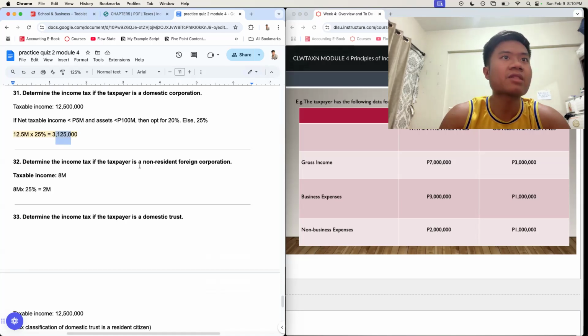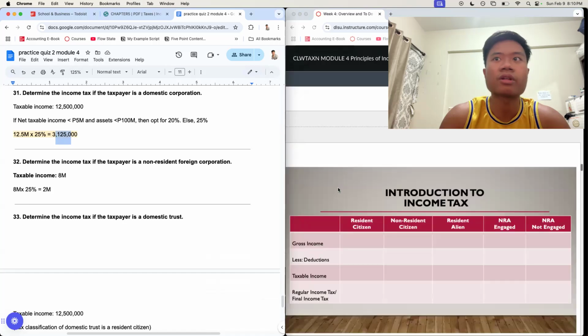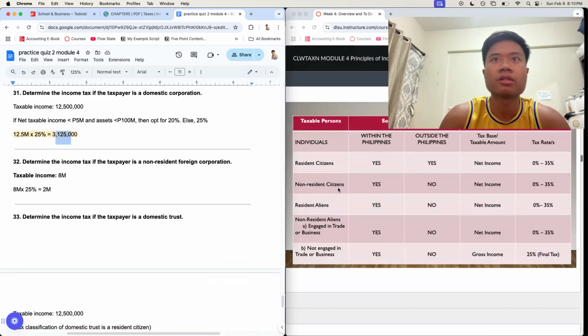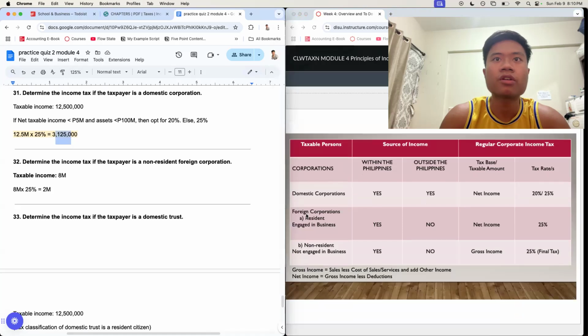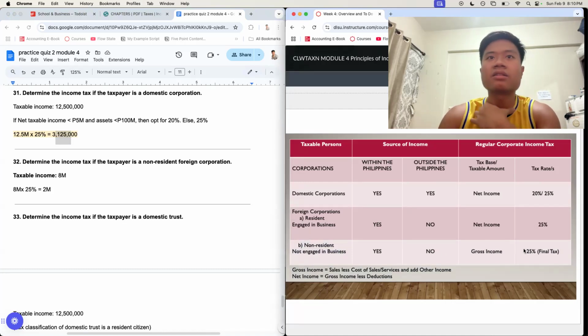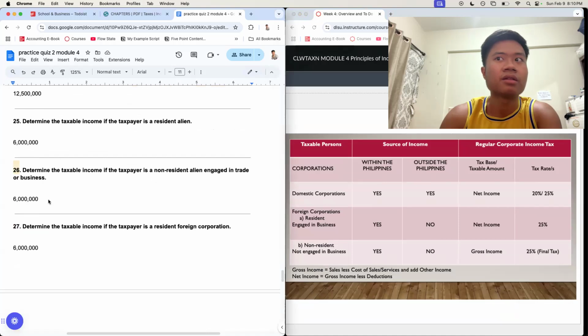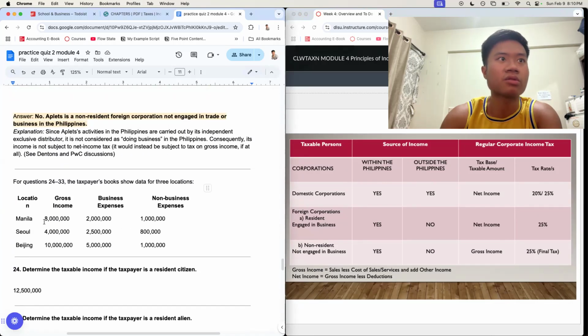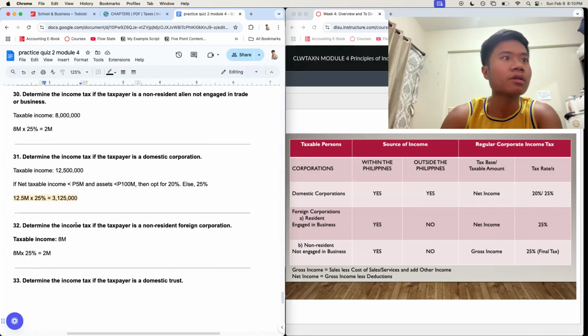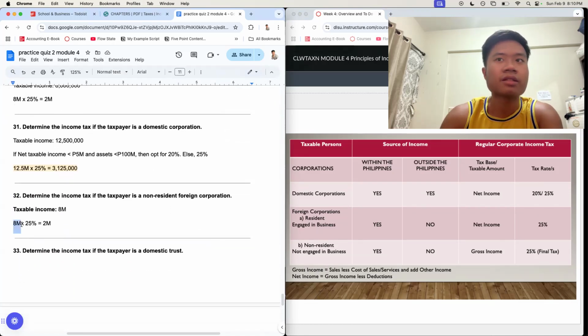The income tax if the taxpayer is a non-resident foreign corporation. So foreign corporation, non-resident. So we go with this one. Yes, no, gross income 25%. So gross income, right? So what's the gross income? 8 million. Do we get income from outside the Philippines? No. So only 8 million. 8 million times how much? 25%, which will give us 2 million.